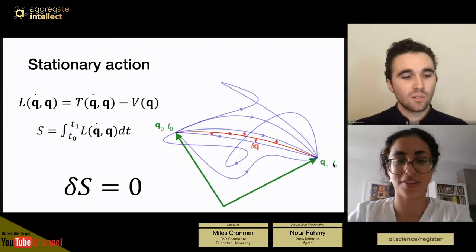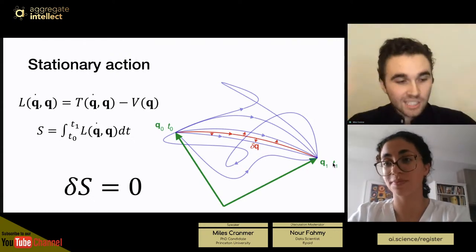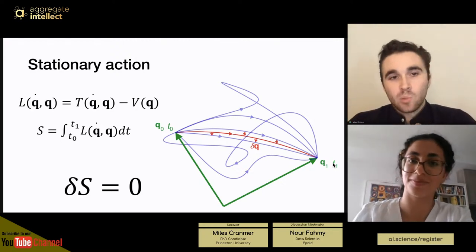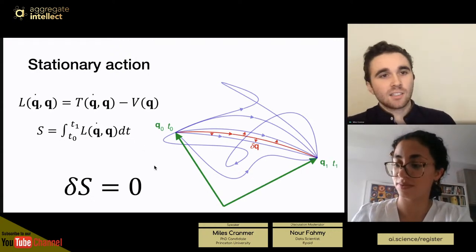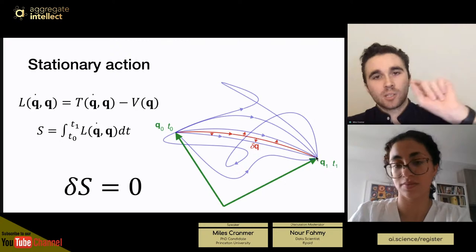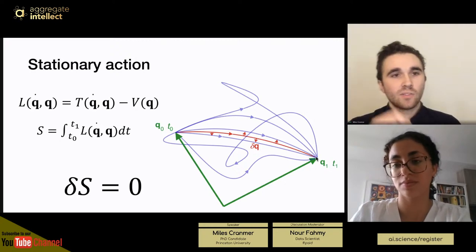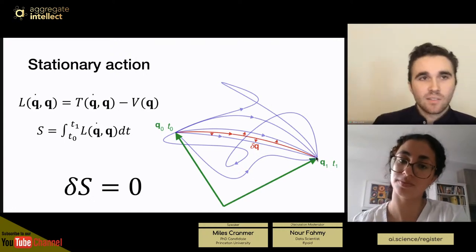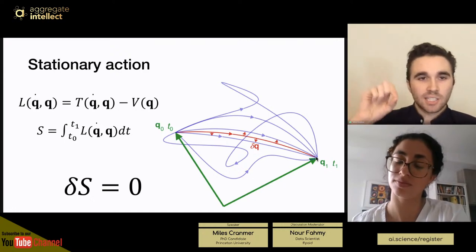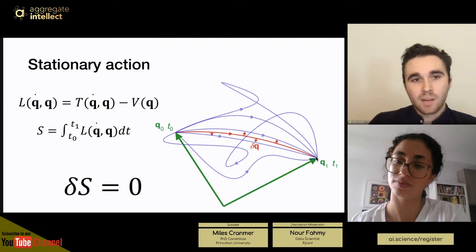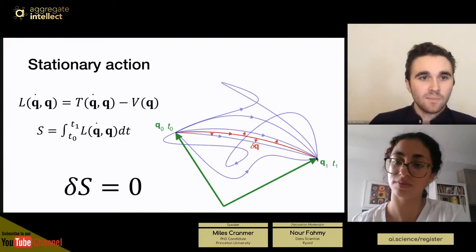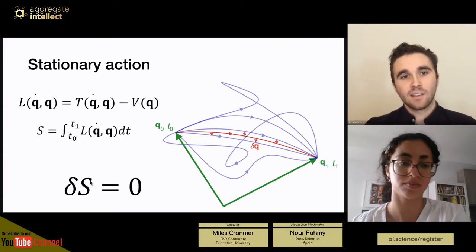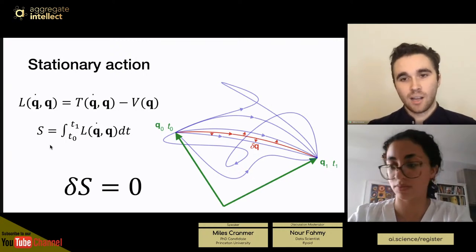A fundamental rule of the universe, and this is used even in modern physics, I think it's the most fundamental thing, is the principle of stationary action. What this says is the path the universe takes through a dynamical system is such that the action is an extremum point. If you vary the path a little bit, the action should be the same. It doesn't have to be the minimum or the maximum, it could be either, but it's an extreme point of the action. So the universe always takes the path that extremizes the integral of the Lagrangian over time.